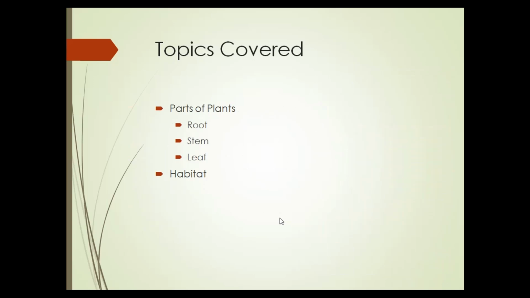With this, we come to the end of the chapter. These are the key points that were covered. Parts of plants including root, stem and leaf, with different habitats and plant adaptations.